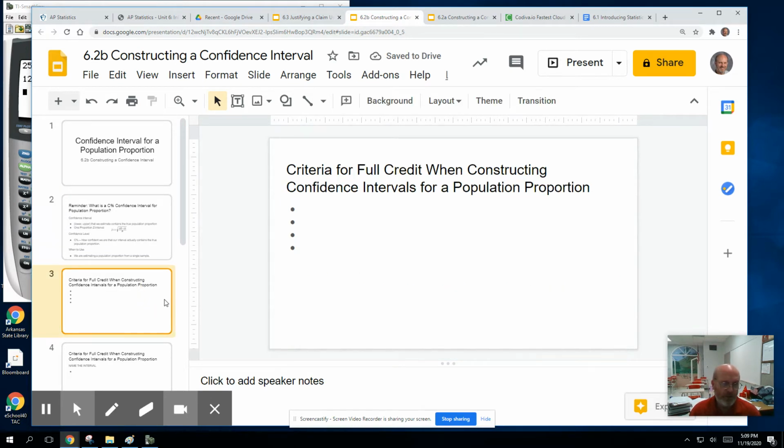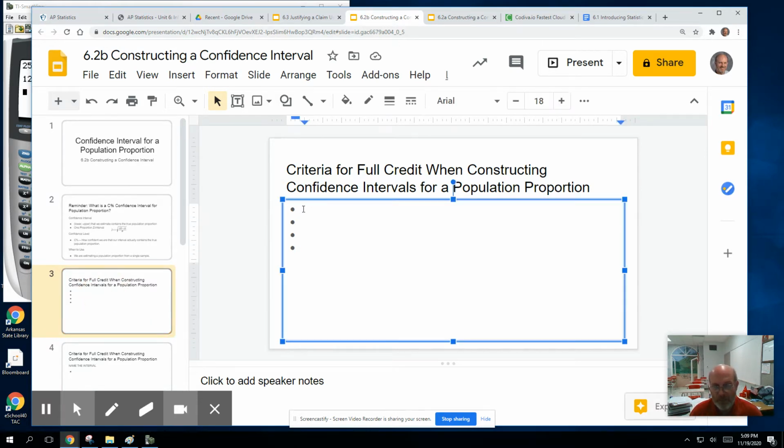Let's talk now about the criteria for full credit when a free response question is asking you to construct a confidence interval. We got 4 things that we have to do, and we have to do them correctly. We have to supply sufficient information. We have to show enough work to show that we have satisfied these 4 conditions if we want full credit for construction of a confidence interval. The first thing we have to do is name the appropriate interval.